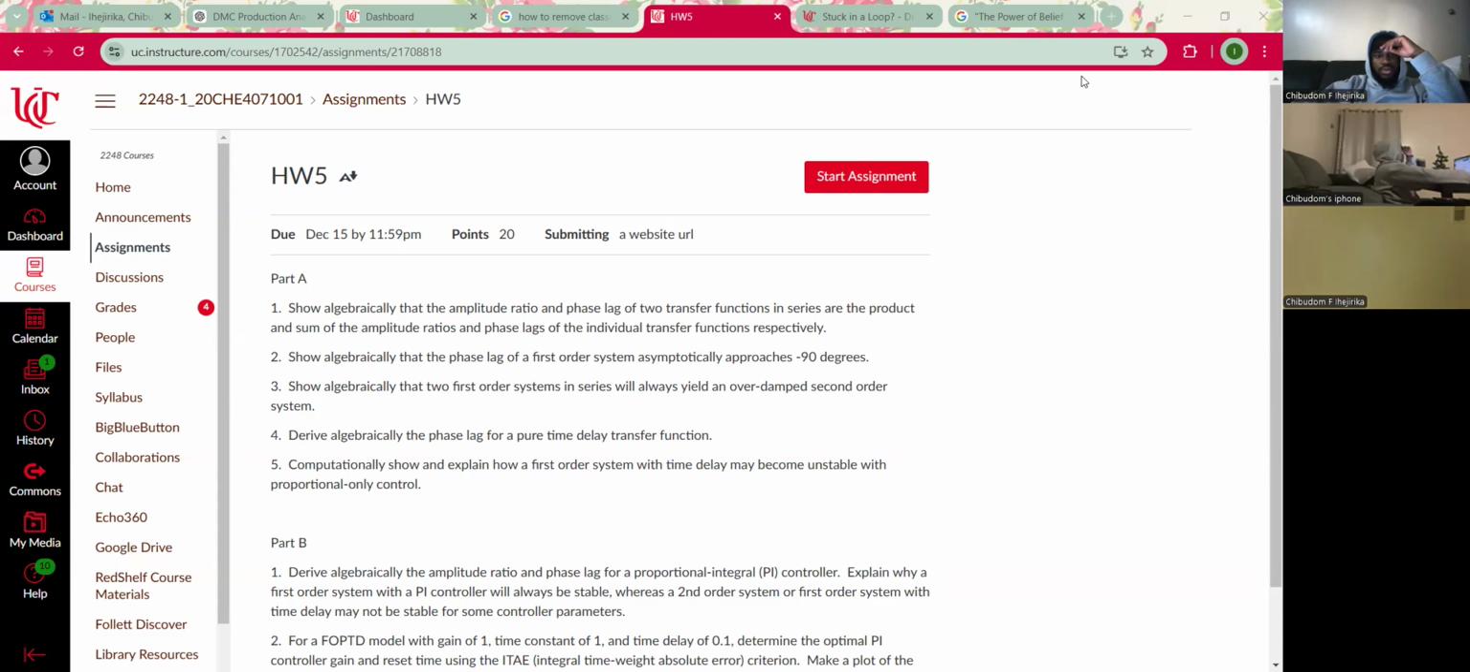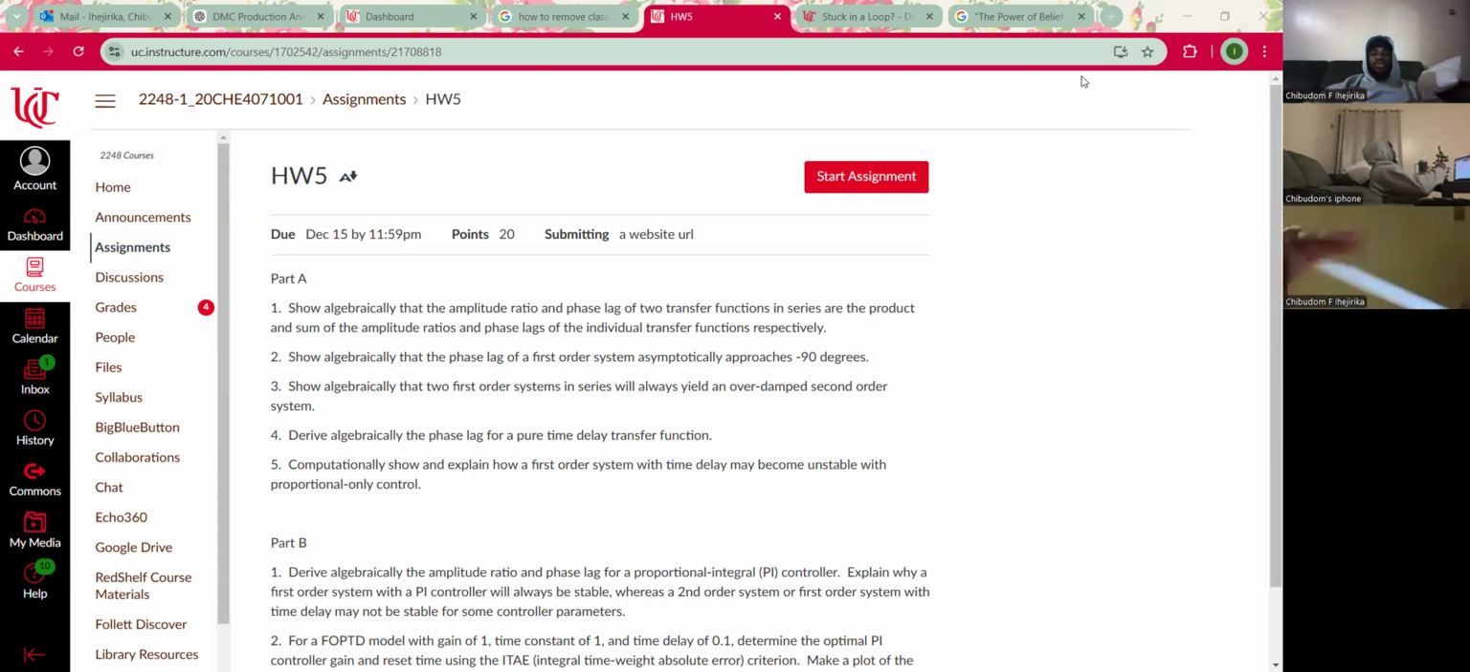Welcome everyone. Homework 5, the last homework. Part A, we'll be talking about showing the algebraic amplitude ratio and phase lag in series. That means both of them are connected one after the other, kind of like an electrical system, as when you compare it to resistors.